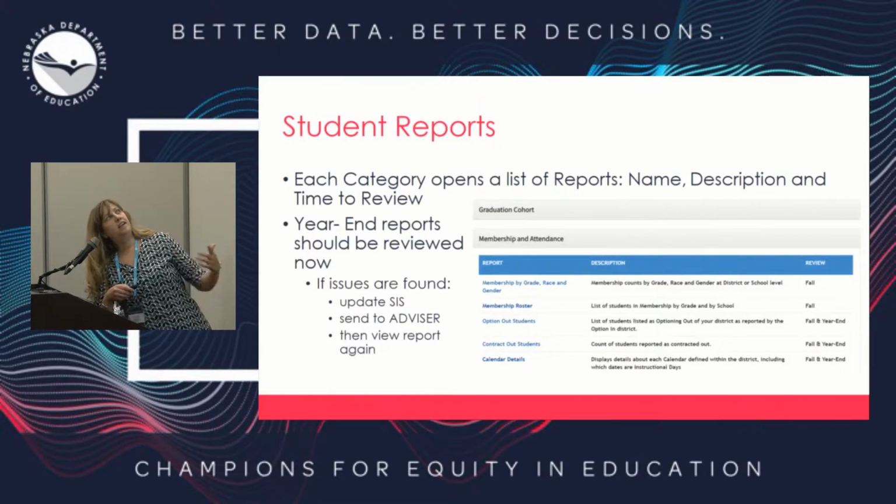So then, like I said, each category opens a list of reports. And anything over here, you've got your fall, and then you've got your fall and year end. You'll want to look at anything that says year end for the June period. If you find an issue in your report, you'll update your SIS data, you'll send the data to Advisor, and then you'll come back to your report and review it.